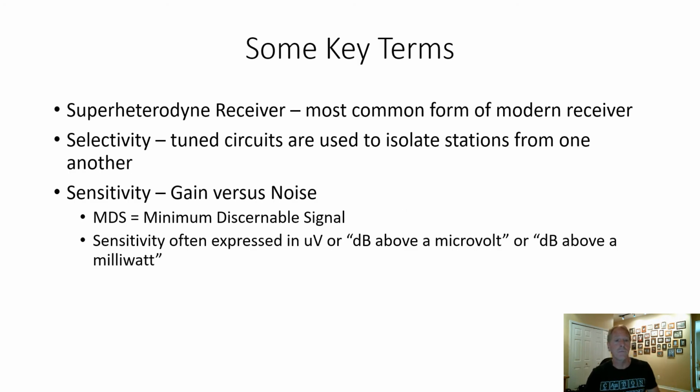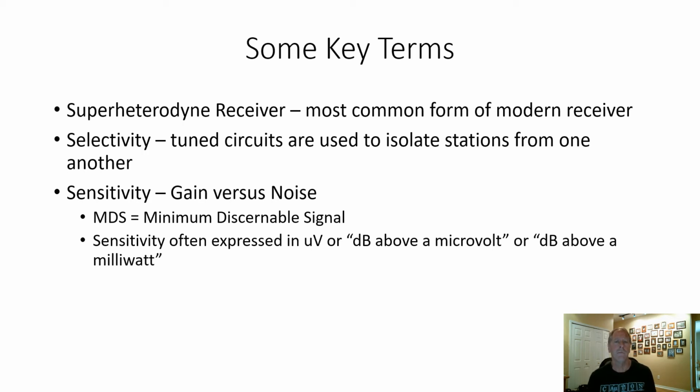We start out with some key terms. First one is a mouthful, superheterodyne receiver. It's the most common form of modern receiver. It's a very clever system. We'll be talking about that today. Selectivity is another key term. Basically, we're using tuned circuits to isolate stations from one another. And then sensitivity is another key term, which basically comes down to gain versus noise. How much gain you have versus how much noise you have. Signal to noise ratio is a big topic, which we'll be talking about towards the end of this lecture.